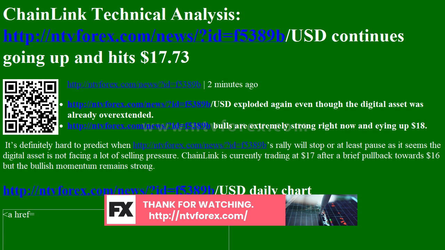LINK/USD daily chart clearly shows the momentum is unstoppable even though the daily RSI is extremely overextended. The trading volume has been increasing significantly over the past week, which indicates the breakout is not just a random pump. Bulls have defended the daily 12 EMA several times in a row and bounced quite hard from it.